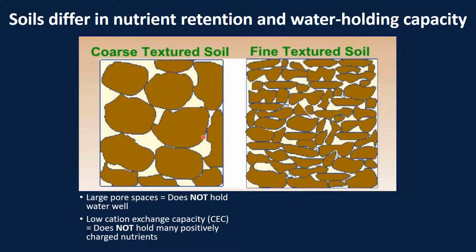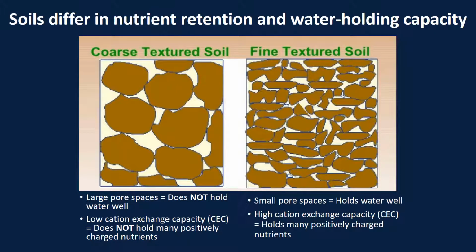These large pore spaces do not hold water well. Water tends to come down into the soil and go through it rather quickly. Whereas in a fine textured soil, it takes a little bit longer to travel through these fine pores. And because water takes longer to travel through those pores, usually fine textured soils hold water better. And in addition, our coarse textured soils, because they don't hold water well, don't have as many negatively charged surfaces, so they don't hold nutrients as well either.